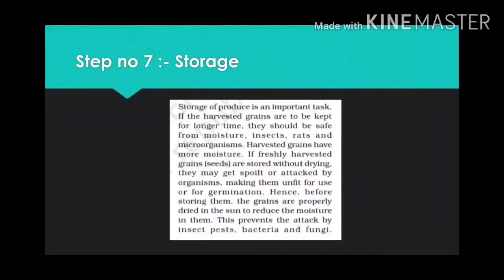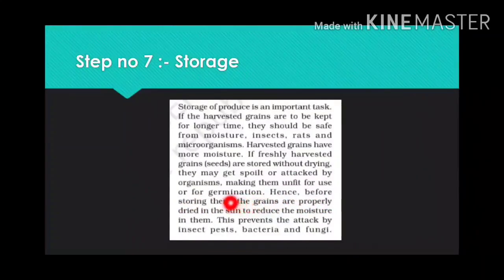Now the last and final step is storage. Now this paragraph says all about storage. Storage of produce is an important task. If the harvested grains are to be kept for a longer time, they should be safe from moisture, insects, rats and microorganisms. Harvested grains have more moisture. If freshly harvested grain seeds are stored without drying, they may get spoiled or attacked by organisms, making them unfit for use or for germination.